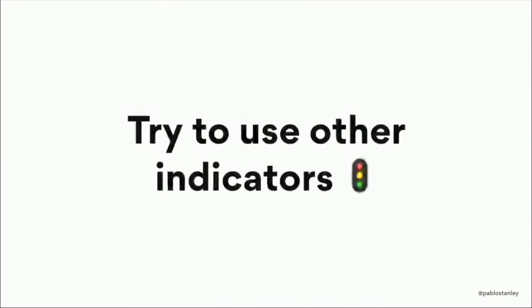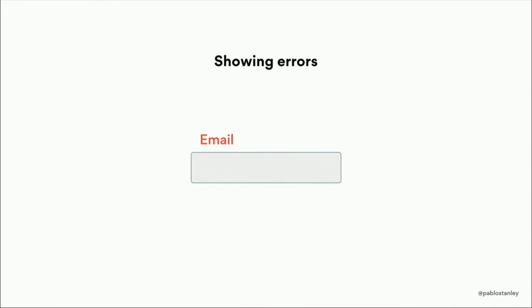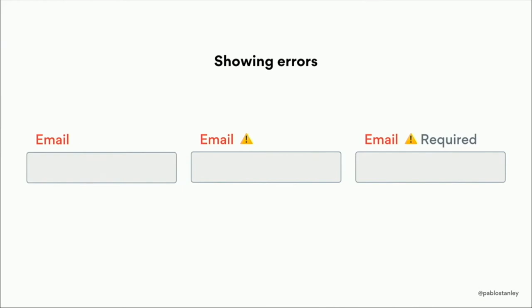So try to use other indicators, such as text labels. For example, here on this form we've shown an error message. That's red, right? Yeah, it's red. The red is really hard for me to understand that there's an error there. Use an emoji, I don't know. Use an icon or something. And if you want to be a little more clear and obvious, use a label. Here is a comparison of something that is not obvious at all for someone with color blindness, and something where I understand where the problem is, and it tells me, okay, please understand now.